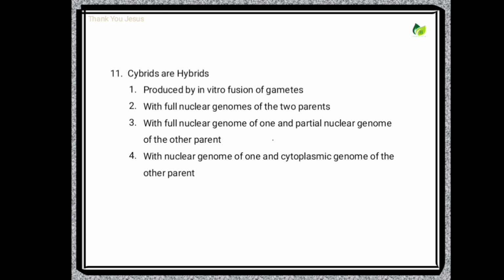Hybrids are. So options are produced by in vitro fusion of gametes with full nuclear genomes of the two parents, with full nuclear genome of one and partial nuclear genome of the other parent, with nuclear genome of one and cytoplasmic genome of the other parent. Here you have to remember, such hybrids are also called cytoplasmic hybrids, containing the genome of one species but the cytoplasm of the other species. So the correct answer is the fourth one.